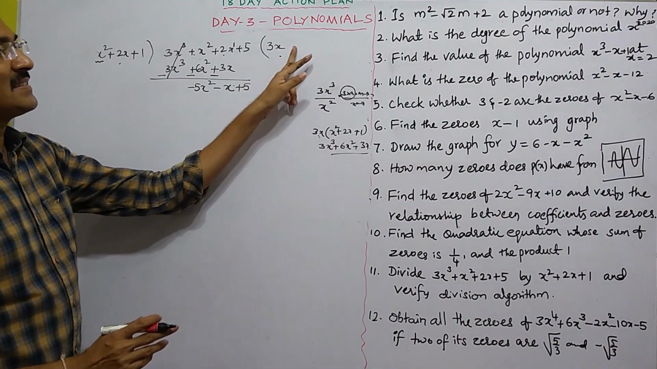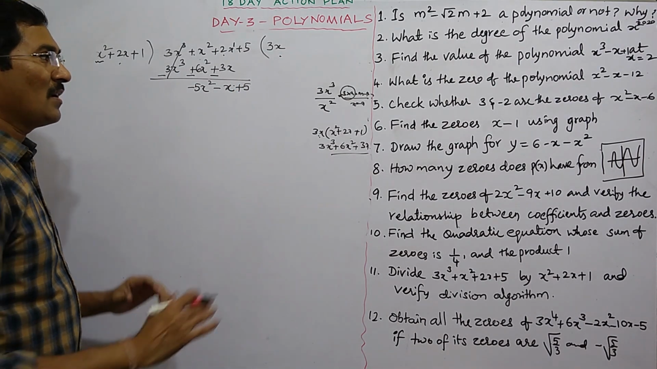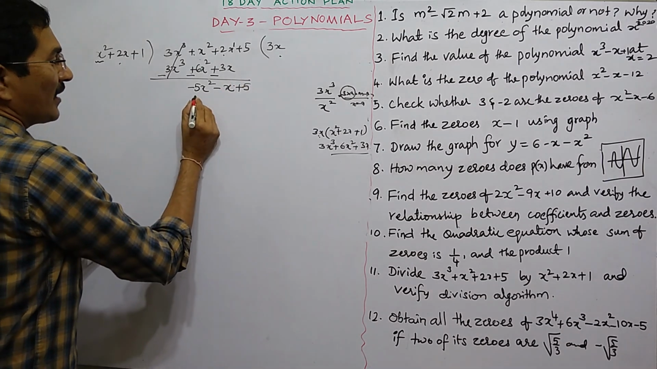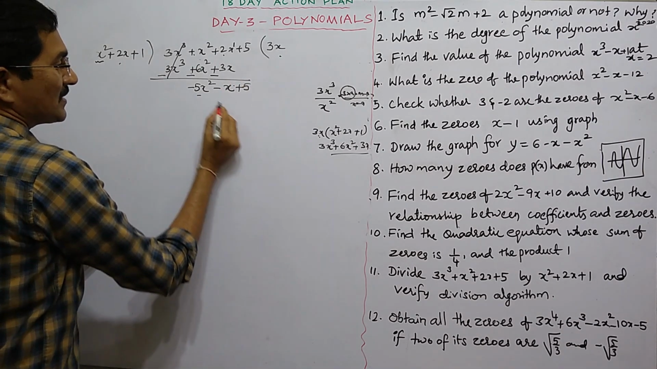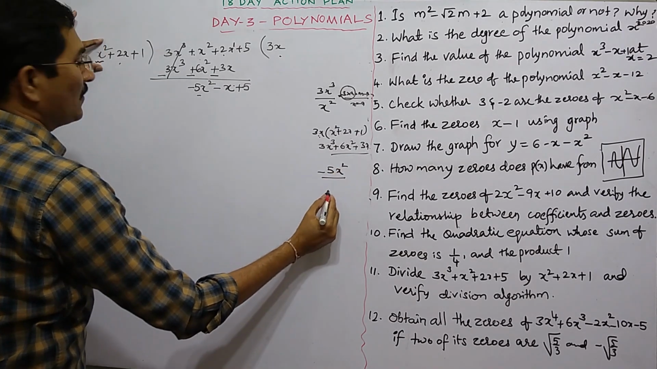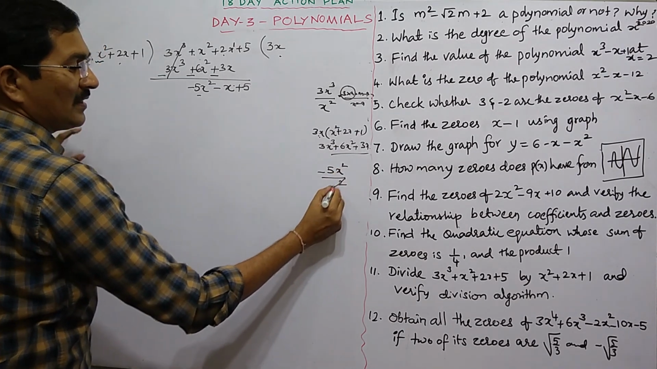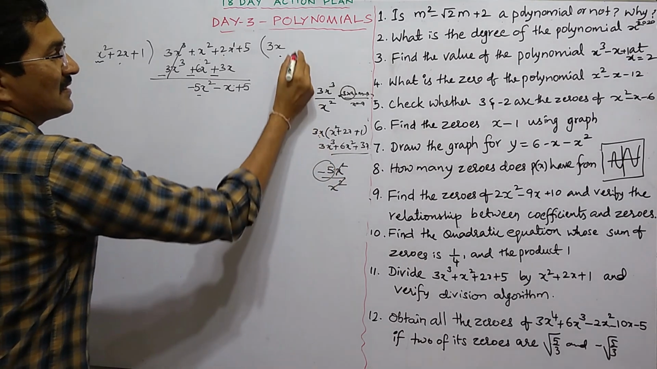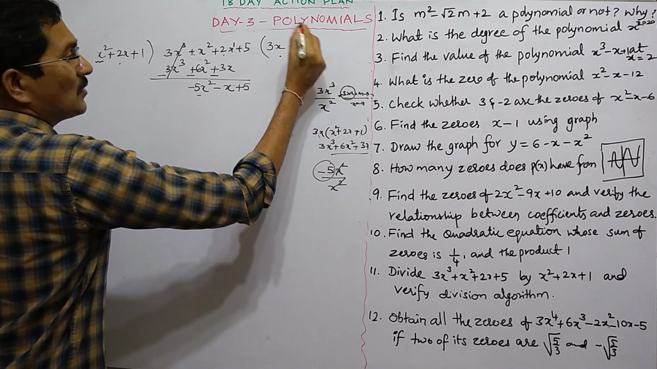Now, how to decide the second term of the quotient? Again you have to proceed the same way. The first term here has to be taken and divided by the first term of the divisor, so the x squares get cancelled. Now minus 5 remains. So this is the second term of the quotient.